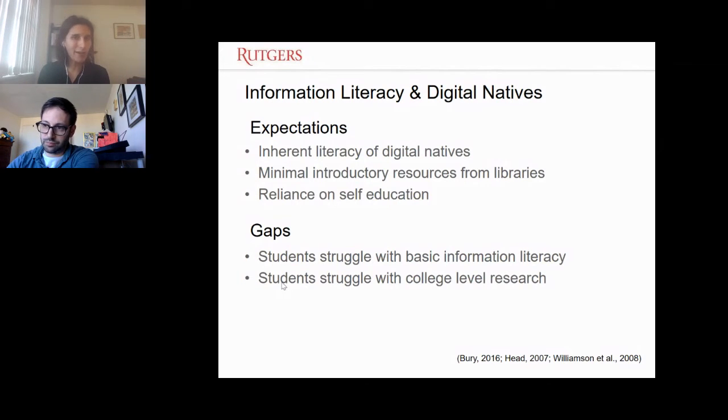And it's not that there's anything wrong with Google or Google Scholar, right? Rutgers Library has Google Scholar access, but if students lack basic information literacy, they're not necessarily going to know what to do with the information they found, how to evaluate it, how to put it in context and make it part of a larger argument.